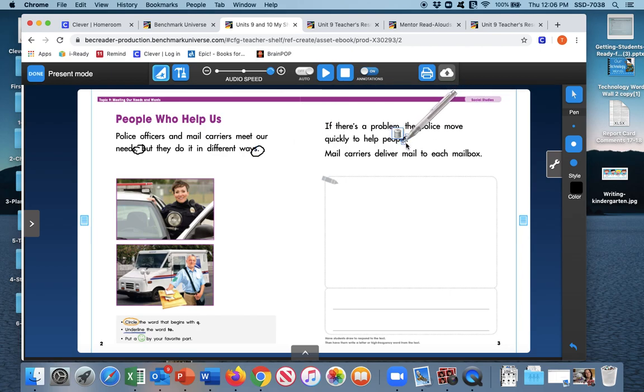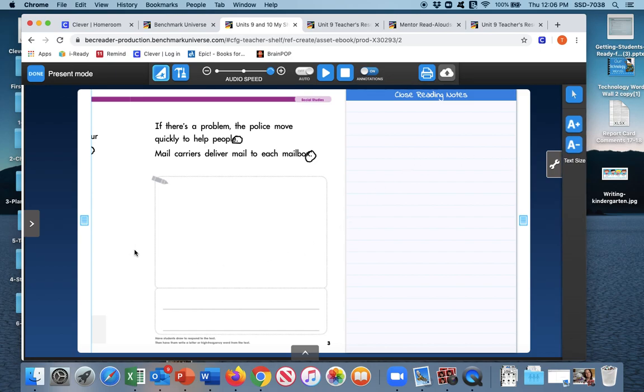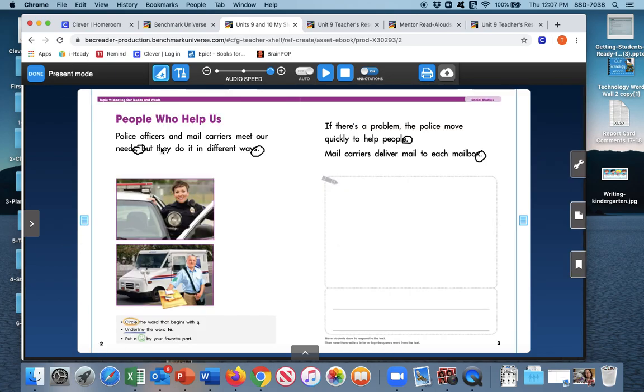I know you're unable to do this because you don't have your workbooks, but you're going to just do this with me. Okay? Perfect. Okay. Now, going back. So now we're going to read through it and we're going to pause at the commas and stop at the periods. Police officers and mail carriers meet our needs, but they do it in different ways.